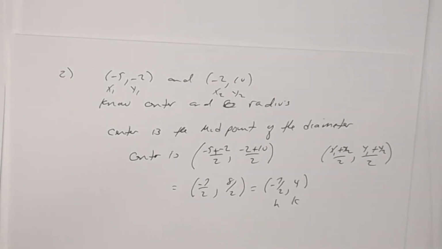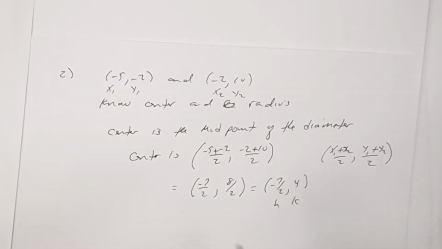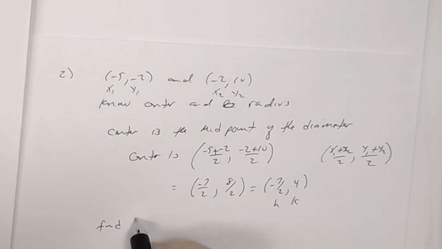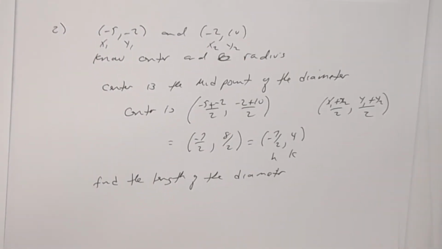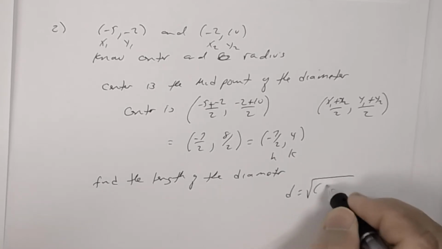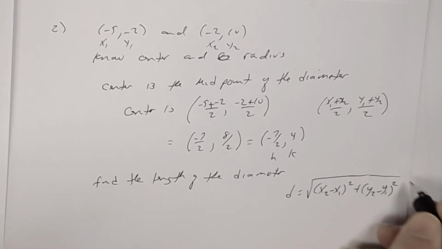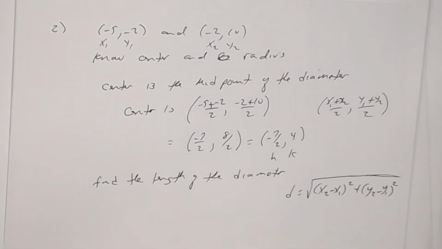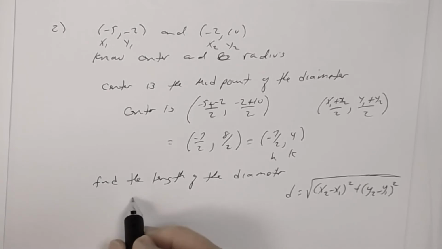All right, now the next thing we have to do is find the length of the radius. We're going to find the length of the diameter, and the radius will be half of that. So now we need to find the length of the diameter. That's where we're going to use the distance formula, which is the square root of (x2 minus x1) squared plus (y2 minus y1) squared. I'm just going to take these values and plug them into the formula.